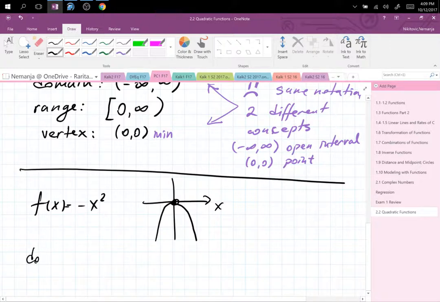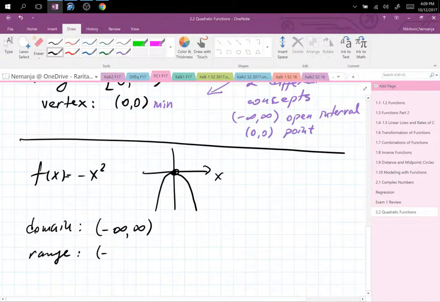Domain. Anyone? Perfect. Range. Negative infinity to 0, including 0. Nice. Vertex. (0, 0), and it's what? Is it a min or a max when you look at the function? Max. Right? It's the highest point on the entire graph. So it's a max in this case. Great.